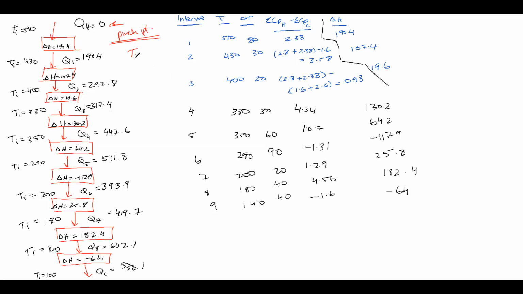So in this case, my T pinch will be 510 degrees Celsius, and my MER targets will be QH will be 0 kilowatts. I don't need any heating for the system. Everything is below the pinch. However, I need a lot of cooling for the system. QC will be equal to 538.1 kilowatts, right? So this is the answer to problem number 3.